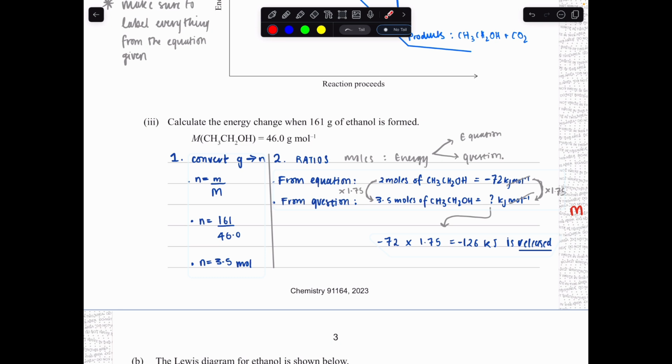126 kilojoules released. Okay, so if 2 moles of ethanol releases 72 kilojoules, 3.5 moles, which is what we worked out from here, will give off 126 kilojoules. And the reason why it's kilojoules is because we get to cancel out the moles per litre. They just cancel out. And that is worth a merit.